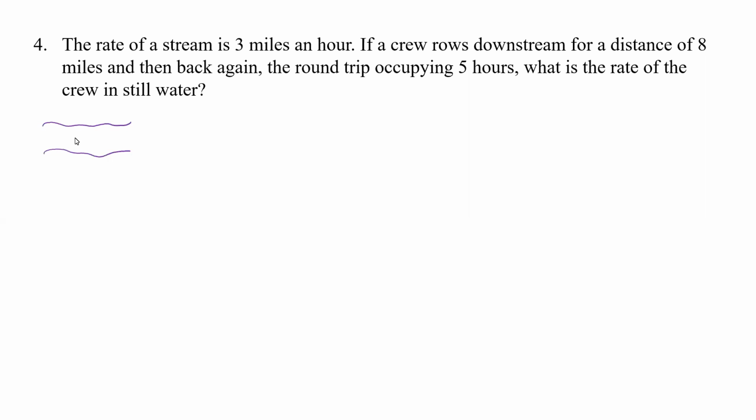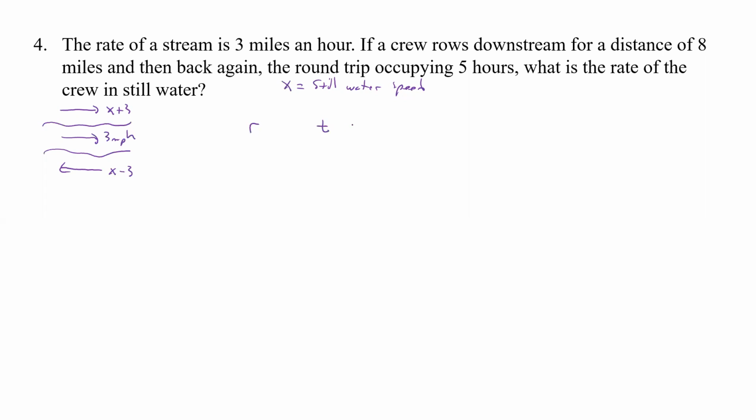All right, so let's draw a picture of what we have. We know the stream is going 3 miles per hour. So when we go with the stream, if we say x is equal to still water speed, then that's going to be x plus 3. And if we go back the other way, that's going to be x minus 3. Okay, so let's write our table.